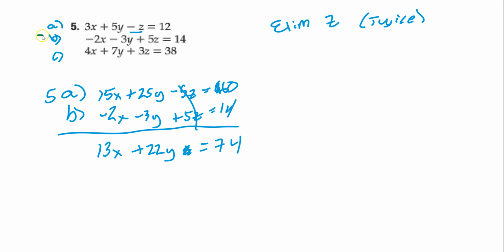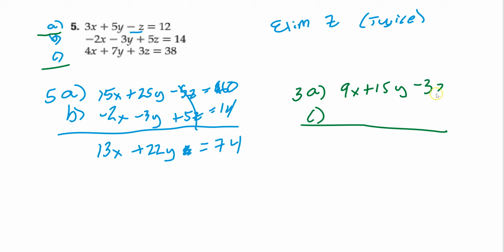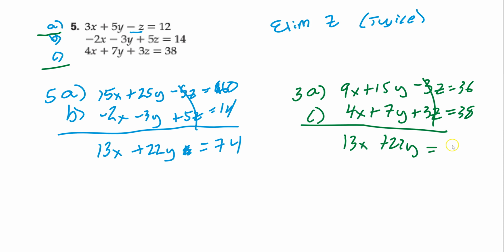Now I'm going to do a again because z is what I want to eliminate, and I'm going to do a and c now. I already did a and b, can't do it again. So if I want these to cancel, I'm going to multiply a by 3. So 3 times 3 is 9x plus 15y minus 3z equals 36. Keep c the way it is. It's 38. So I get 13x plus 22y, these cancel, equals 74.